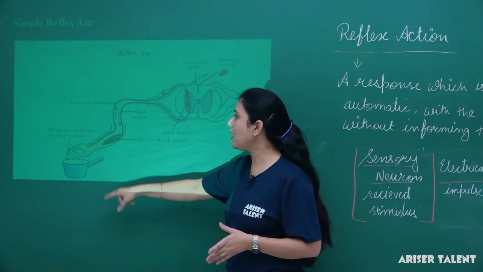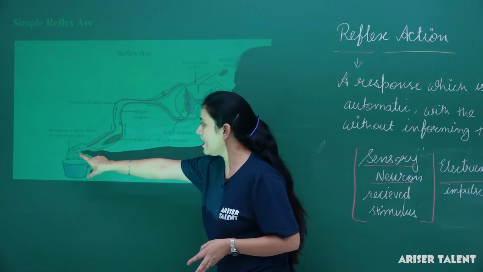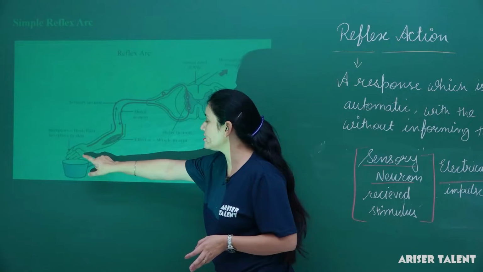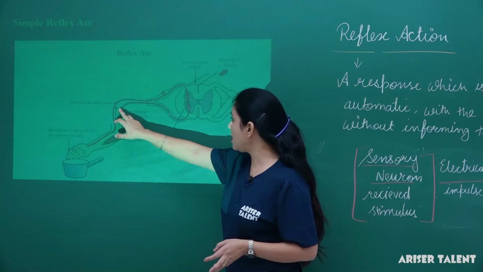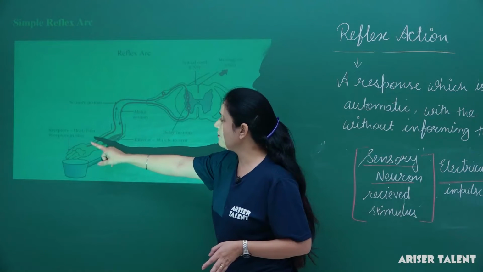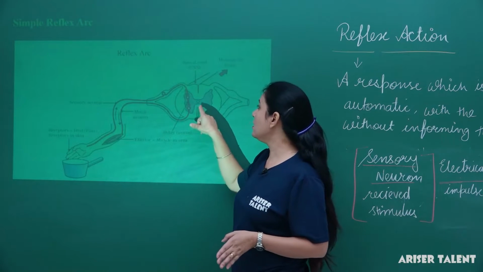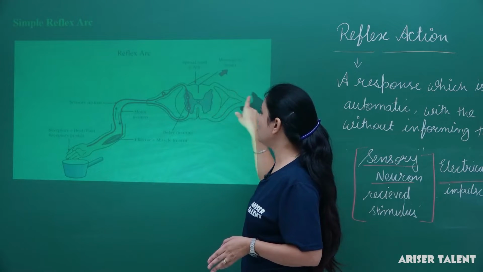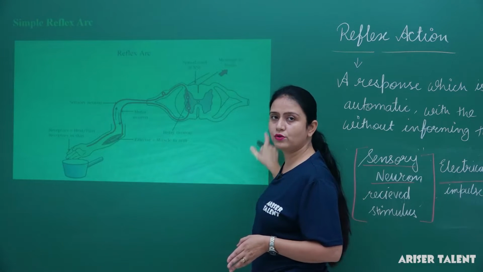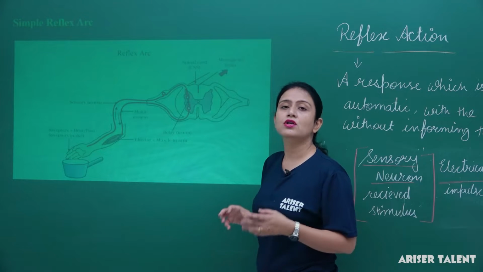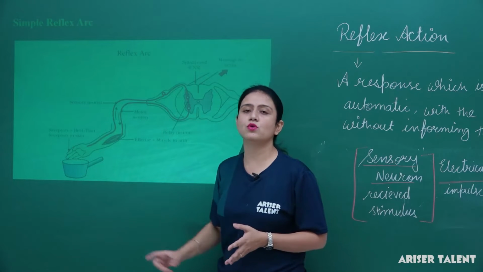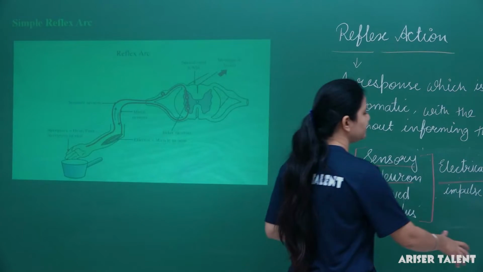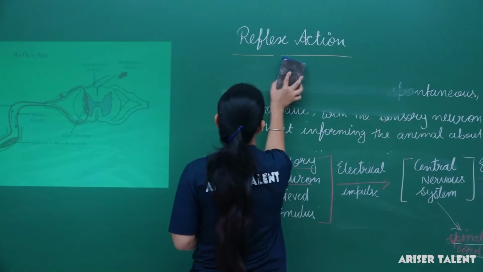So what is the reflex arc? The reflex arc is the path. Here we can see that the sensory neuron receives messages, then the message is passed from the hand to the central nervous system, the spinal cord, then from here it goes to the motor neuron, and from the motor neuron it goes to the effector. So this complete path is known as the reflex arc. Clear? Now let's write here: reflex arc.